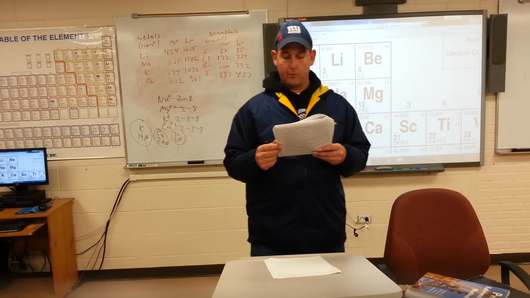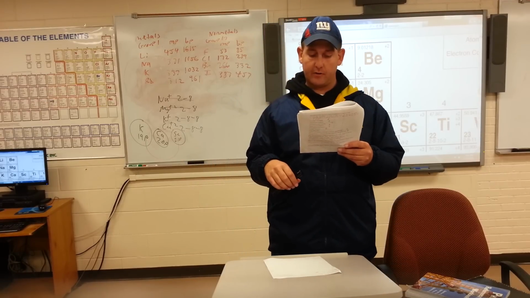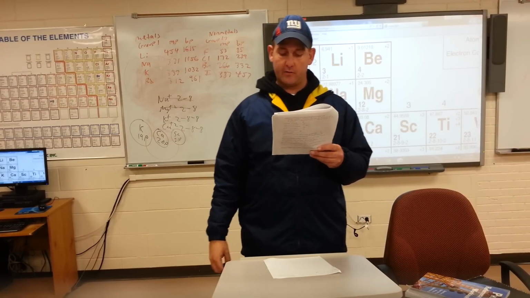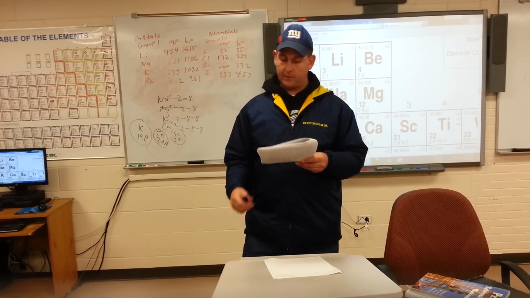Number 8, as the elements of group 1 on the periodic table are considered in order of increasing atomic radius, it means, again, as you go from top to bottom, increasing atomic radius. The ionization energy of each successive element generally decreases. Okay, again, just look those up on Table S.